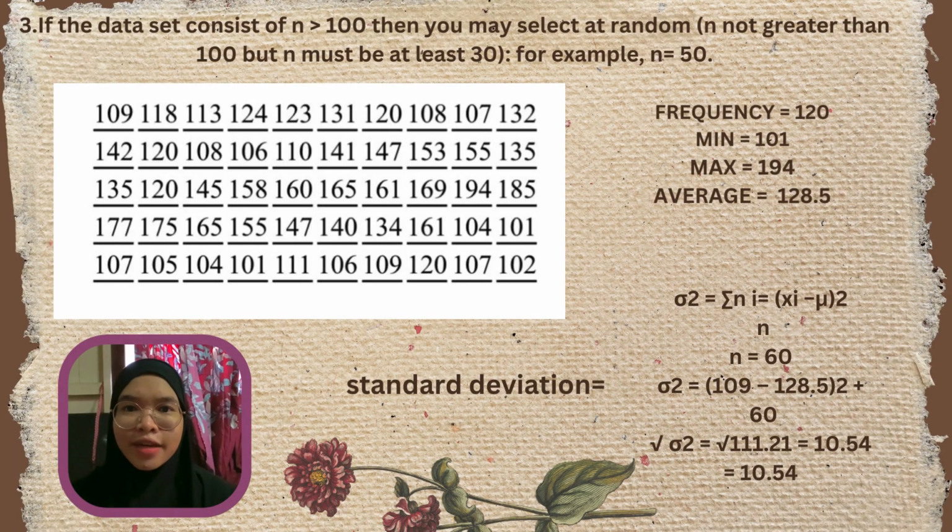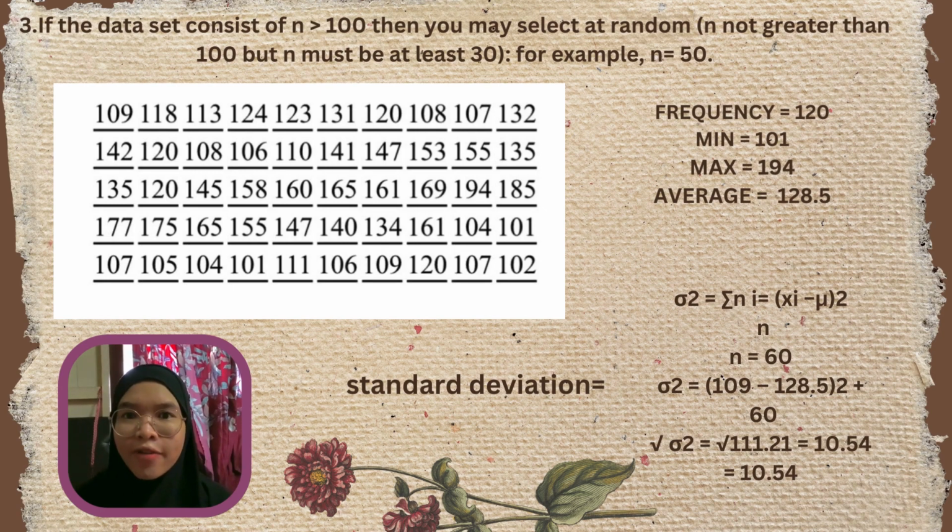We have chosen a random sample of 50 numbers. The number with a frequency of 4 times is the number 120. The mean number is 101. The maximum number selected is 128.5. For the conclusion, the standard deviation we get is 10.4.